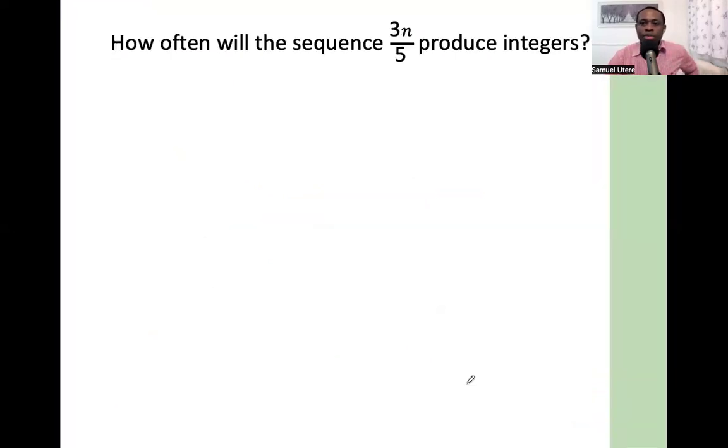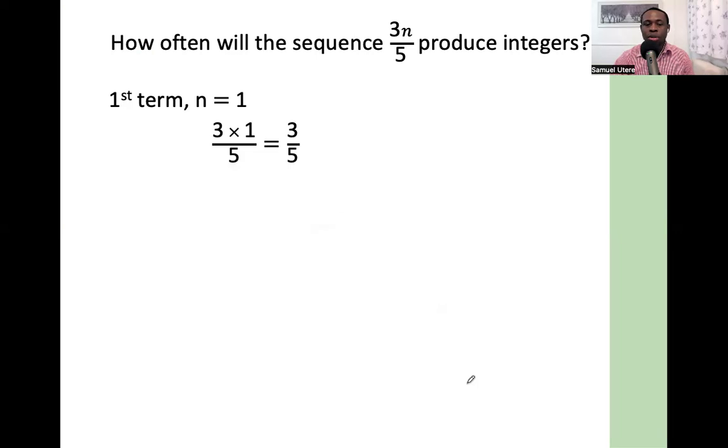Okay, let's move on to the second part of our lesson. Remember what we're learning: using fractions in algebra context. How often will this sequence produce integers? Well, by now you know how to use a sequence to produce numbers. So first, if we want the first term, we'll say when n is 1, we substitute 1 where we have n. Remember, 3n means 3 times 1. So it will look like this.